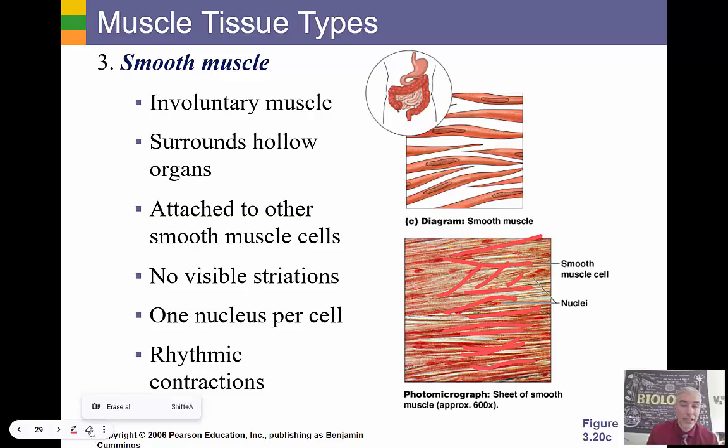You also will find these in your blood vessels as well, to help you to vasodilate and vasoconstrict, depending on if you want to regulate your blood pressure, increase it or decrease it, depending on the circumstances that you're in.